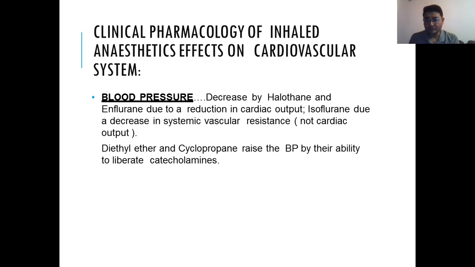For example, blood pressure. Halothane and enflurane decrease the blood pressure due to a reduction in cardiac output. Isoflurane decreases it due to a decrease in systemic vascular resistance, not cardiac output.